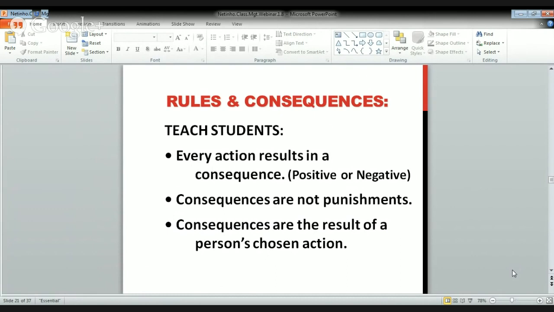Okay. Rules have consequences. When a rule is not followed, there's a consequence. So you need to teach students that every action results in a consequence, positive or negative. Consequences are not punishments. Consequences are the result of a person's chosen action. So again, we're at before school. You need to think, what will be the consequence or consequences for not following a rule?